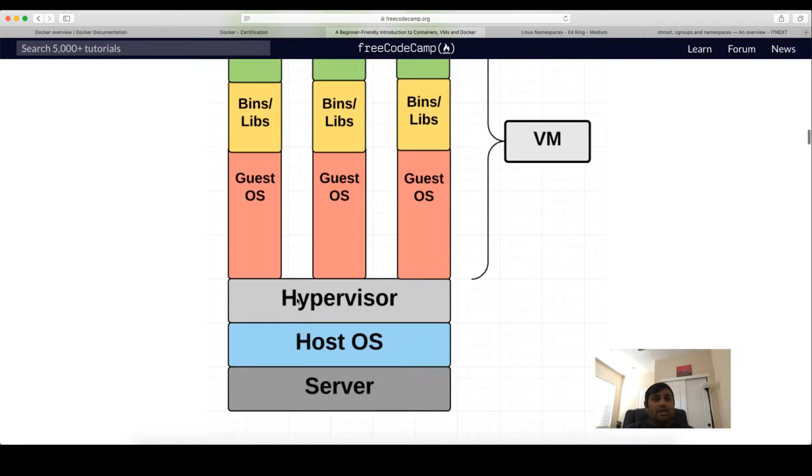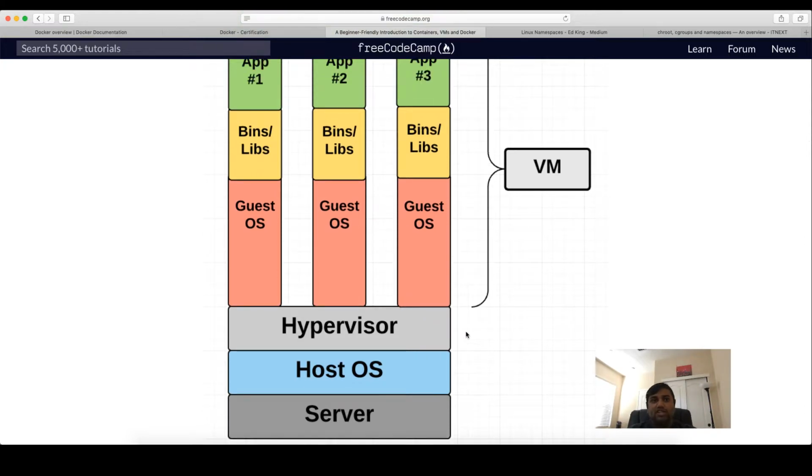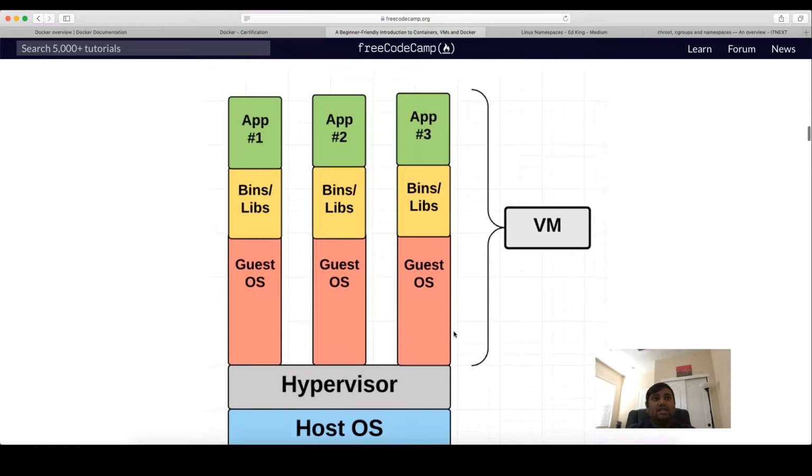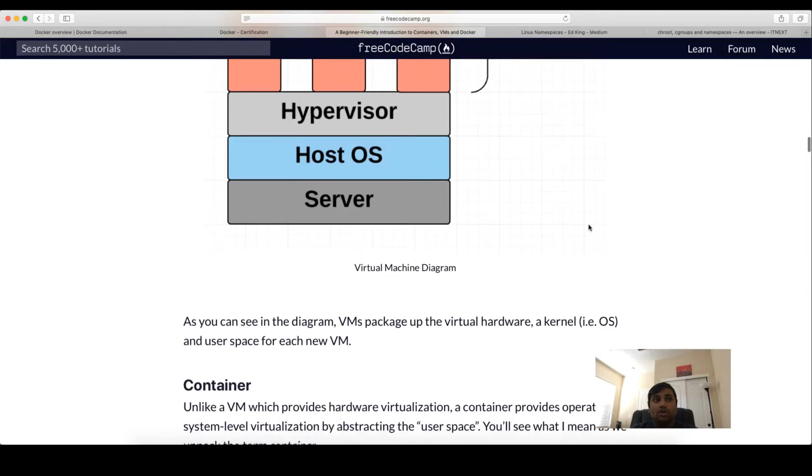So if you take a look at this particular picture, you will have a server, which is nothing but your hardware. On top of that, you will have a host operating system, going back to the example of our Windows. And on top of that, you will have a hypervisor, like the Azure layer. And once that is done, you can go ahead and start creating your VMs. The VM will have its own guest operating system, its own binaries and libraries. And on top of that, it will have the application that you plan to install.